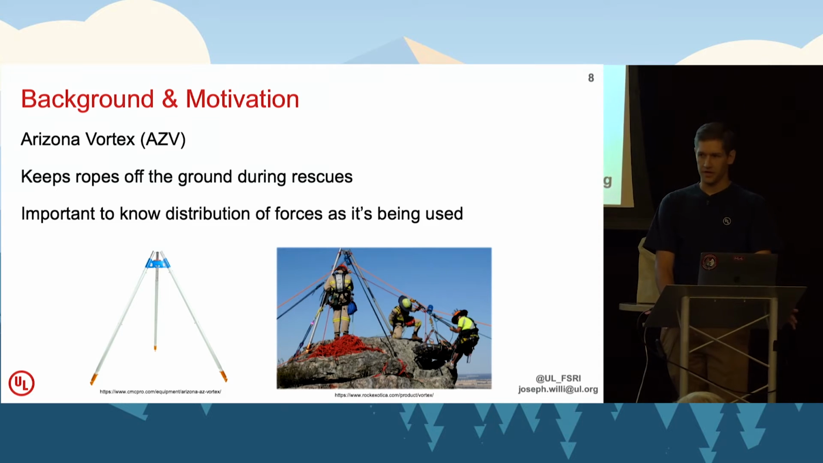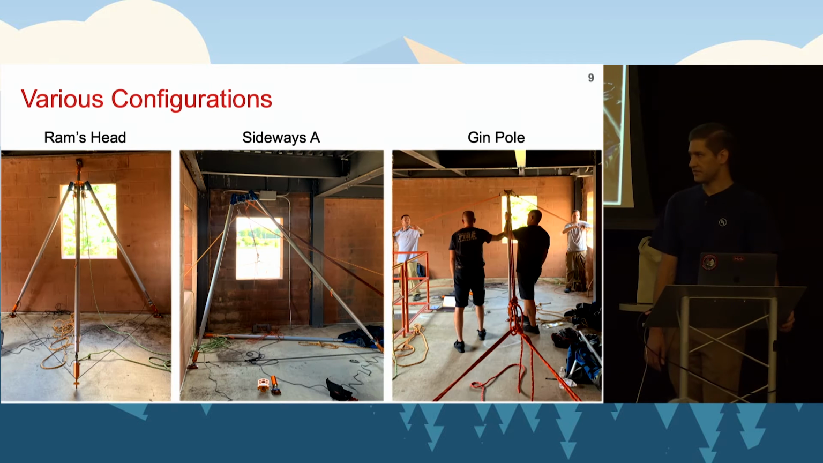And it's very important to know the distributions of the forces on this device, because if it's not used properly, it could topple over. Obviously, that's not good. One of the things that makes this device unique is that not only can it be used with 3 legs, but there's configurations that can be used with 2 legs, or there's even one where it's just the pole.